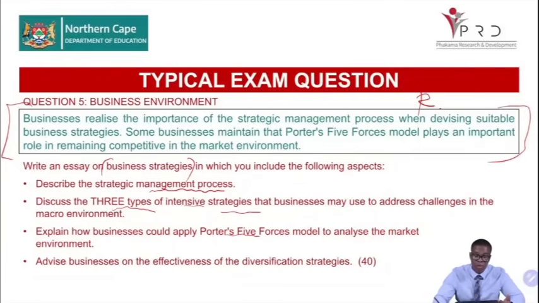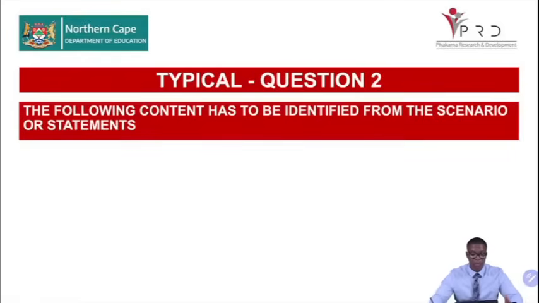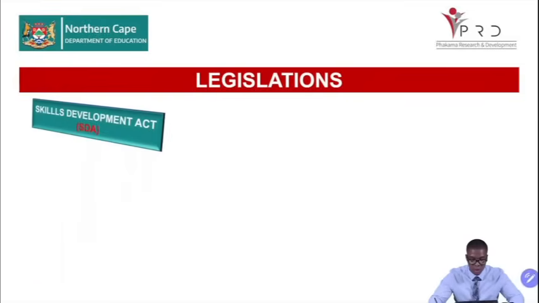Then that's how you should go about looking into the business environment essays. It can be on any legislation, it can also be on the business strategy. Now, let us look into typical question 2. With question 2, I will start by looking into the work that you should know how to identify from the scenario. So now, let us look into legislation. All legislations, you should be able to identify them from the scenario.